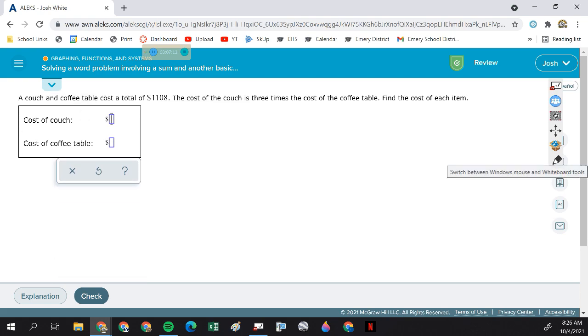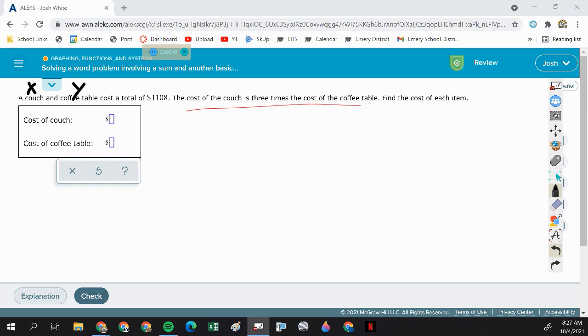A couch and coffee table cost a total of $1,108. The cost of the couch is 3 times the cost of the coffee table. Find the cost of each item. So we need to write two equations to represent this. So let's call the couch X and the coffee table Y. What do we know about X and Y? So how do we set up an equation that says the couch is 3 times the cost of the coffee table?